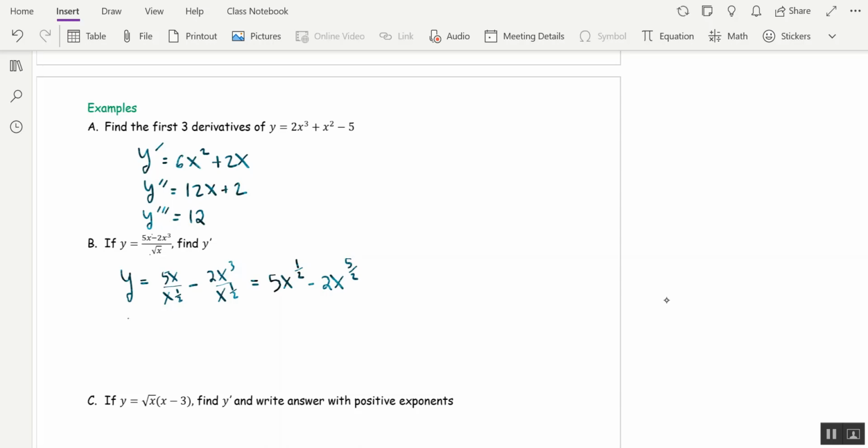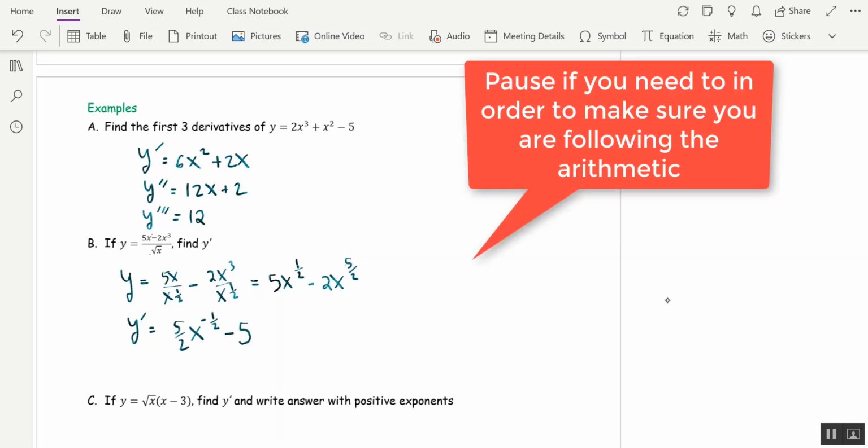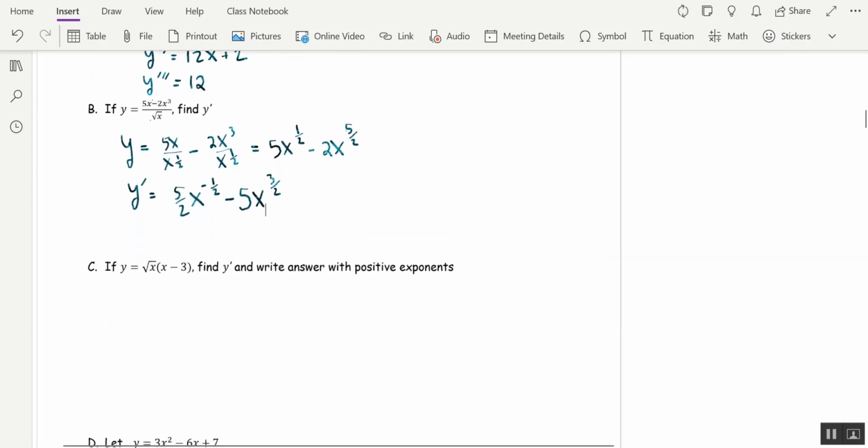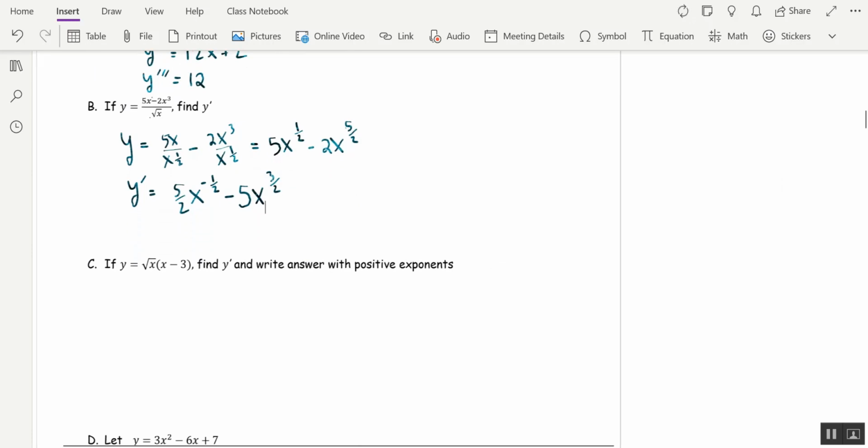Okay, and now we take the derivative. So now I write y prime equals. I don't want to keep writing equals because now I'm changing from y to y prime. And I get 5/2 x to the negative 1/2, using the power rule, minus 5x to the 3/2. And there's my derivative. Okay, next one. Again, in order to take the derivative here, first we need to simplify so we can use the power rule. So y is equal to x to the 3/2 minus 3x to the 1/2. Now I take the derivative.